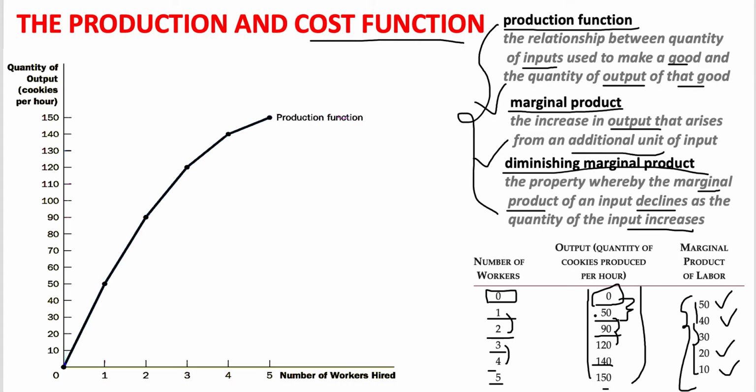Okay guys, if we plot this whole information, with the number of workers and the total output we have produced, when we have 1 it is 50, then we have 90, then 120. So we have simply plotted this information on the graph. We see this is increasing with a decreasing rate. This increase with a decreasing rate is known as diminishing marginal product. So this is about the production.